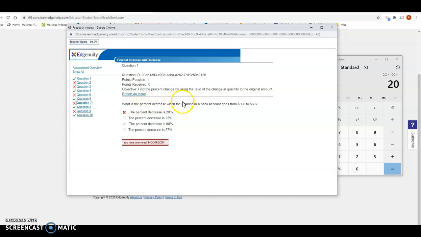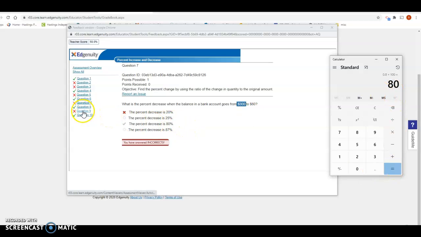Here, what is the percent decrease from the balance in the bank that goes from $300 to $60? So we got to find out what the difference is there. So 300 minus 60 is $240. So that's the change. So 240 divided by the original amount, which is $300, which is 0.8, and then multiply by 100 to tell us that that is an 80% decrease.